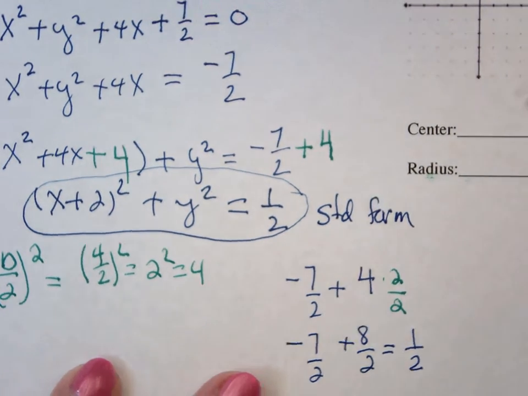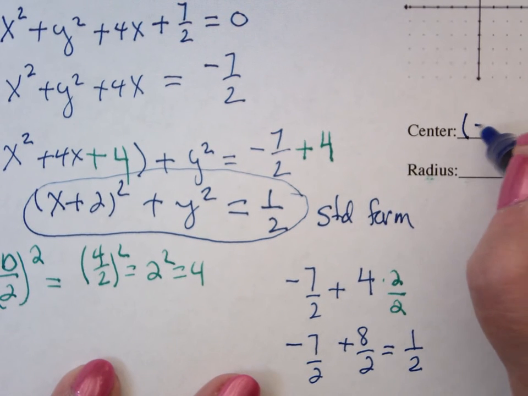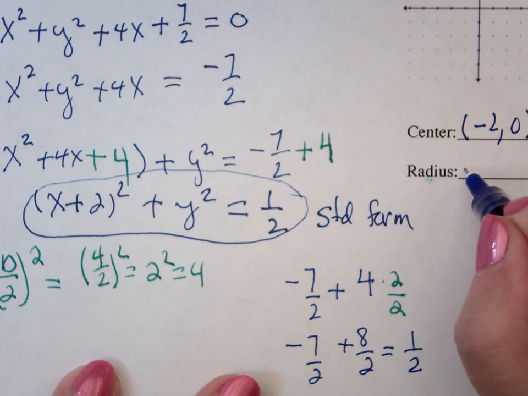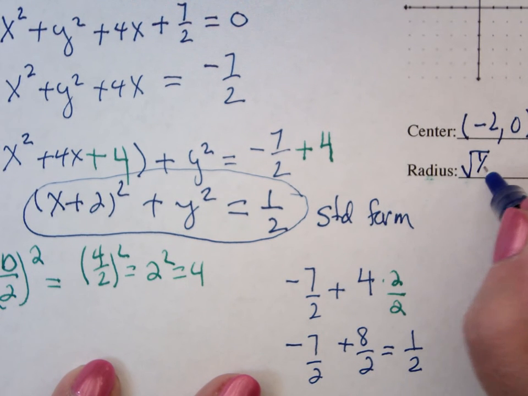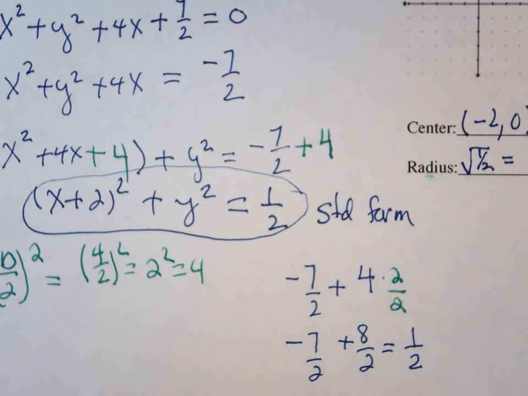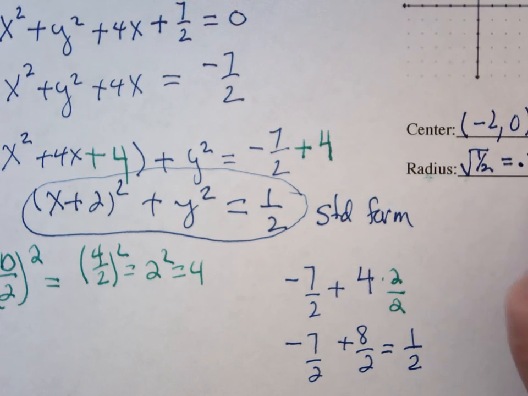So what's my center? Negative 2, 0. And what's my radius? Square root of 1/2. Now this I think I got right. I think it's 0.404. It's a trigonometry thing. Oh no, I was wrong. It's 0.707. So it's approximately 0.7, so about 3/4.